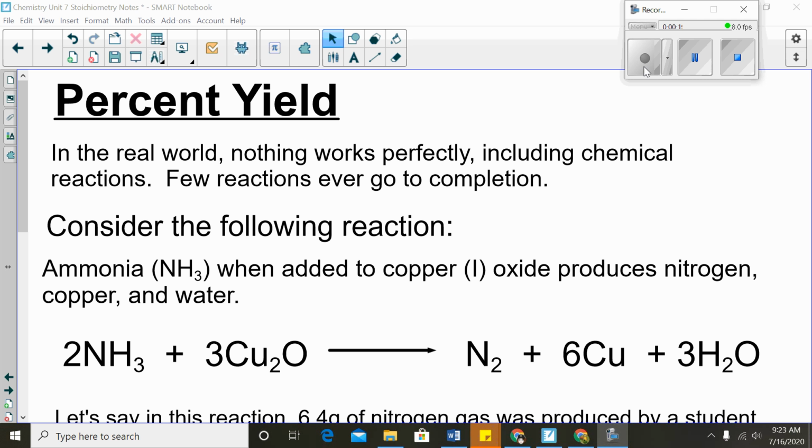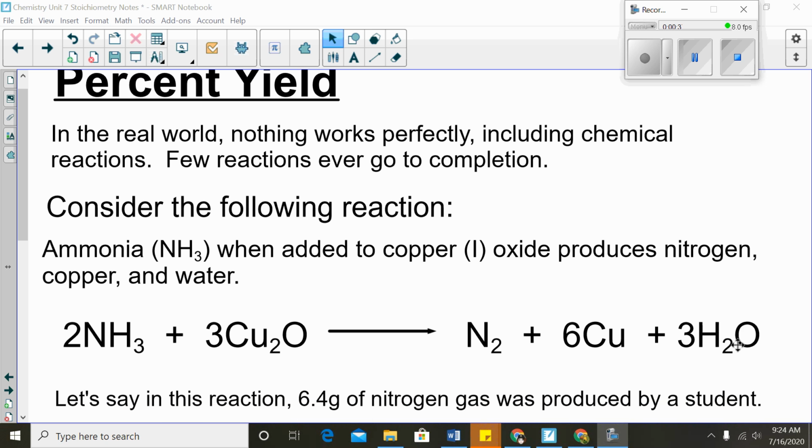Ammonia, which is NH3, you can see the 2 NH3 in the equation, when added to copper 1 oxide, that's my 3Cu2O, produces nitrogen N2, copper, my 6Cu, and water, my 3H2O. So let's say in this reaction, 6.4 grams of nitrogen gas was produced by a student. So they went into the lab, attempted this reaction, and the student gets 6.4 grams of nitrogen gas.